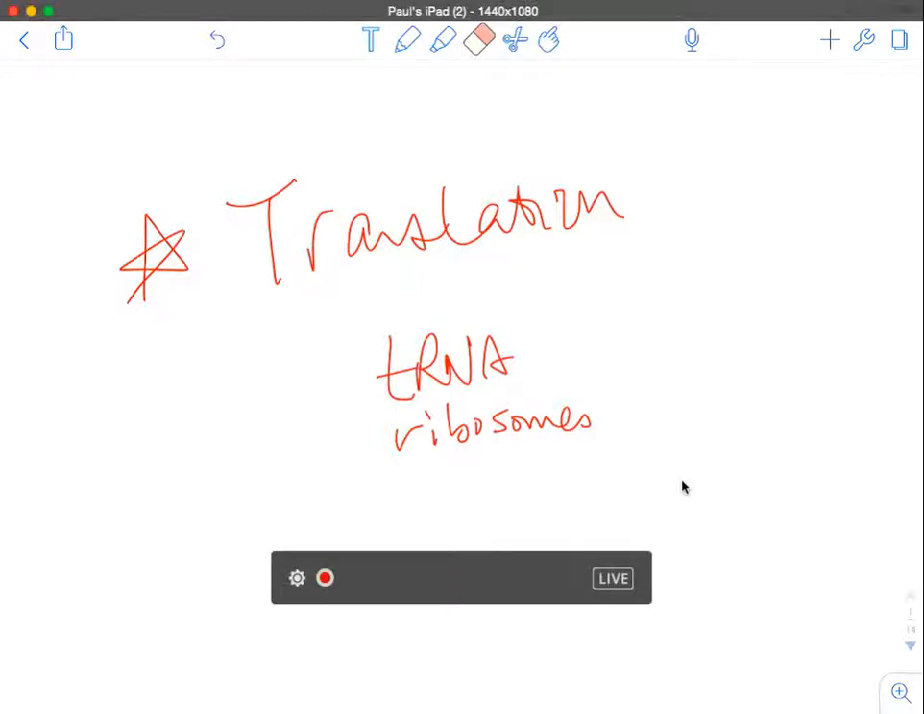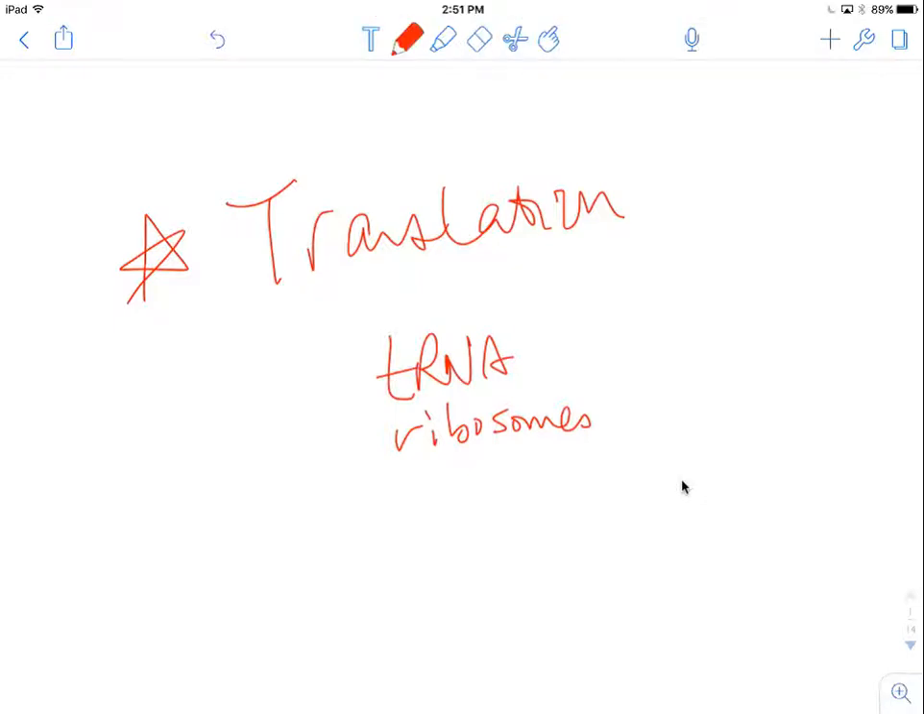All right, let's get started with translation. So we have our mRNA all processed, it's spliced up, it's exported to the cytoplasm, it's ready to go. So we're going to first look in this screencast at the two other types of RNA that are involved in translation, which is tRNA and the ribosomal RNA in ribosomes.